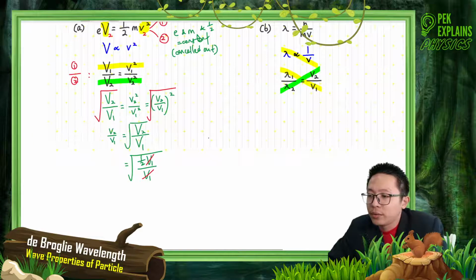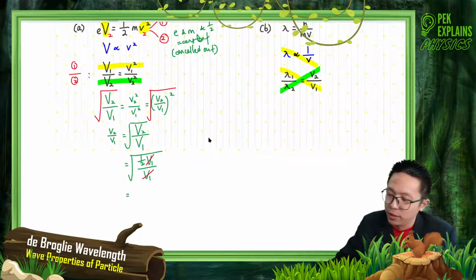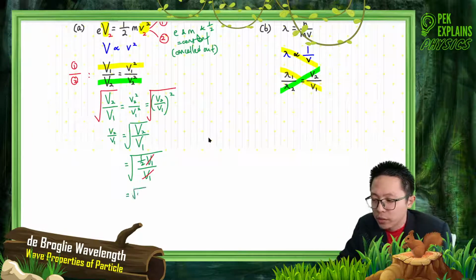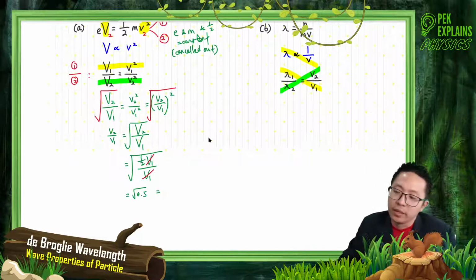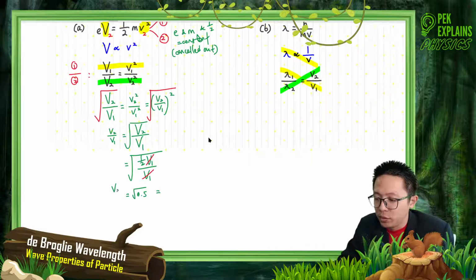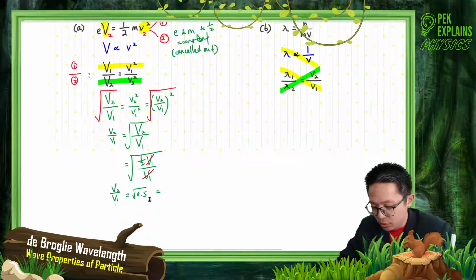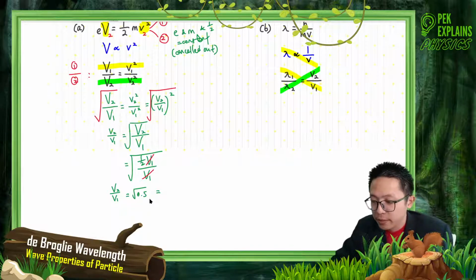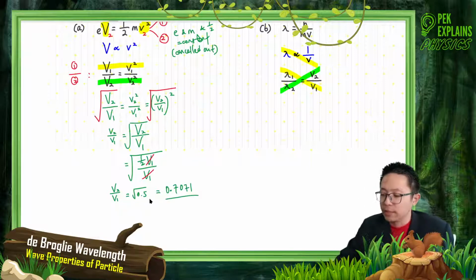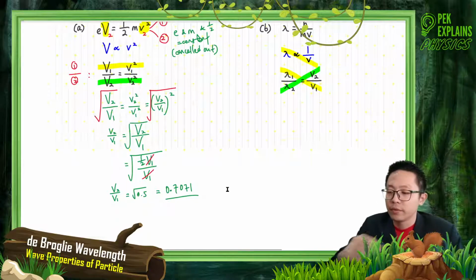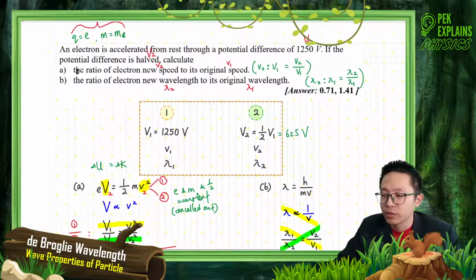So in the end, what do I get for square root of 0.5? This is actually velocity 2 over velocity 1. Okay, I get half, which is 0.5. So square root of 0.5 is 0.7071. That's the answer for part A. That's the ratio for this speed.